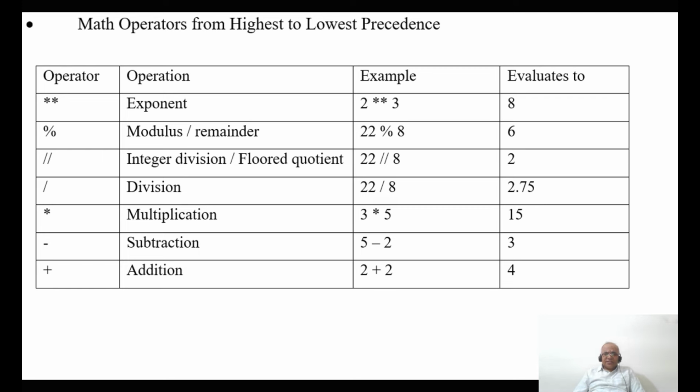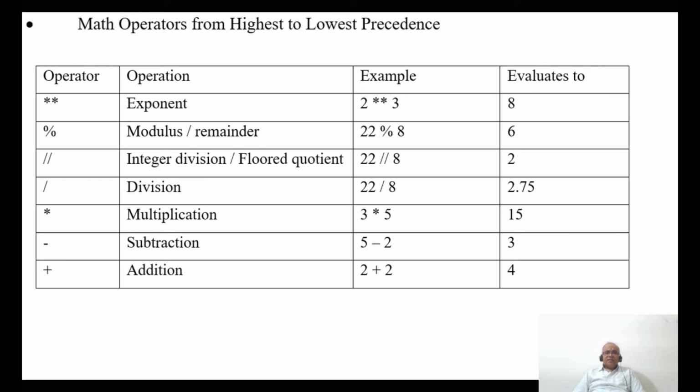So what is that highest to lowest precedence? In an expression, if you have a combination of operators, then which operator has to perform the first operation, which operator has to come second, and so on. In that order, the first operator that operates is the exponent, then the percentage, that is the modulus or remainder, then the floor division or integer division, then division, then multiplication, then subtraction, and finally addition.